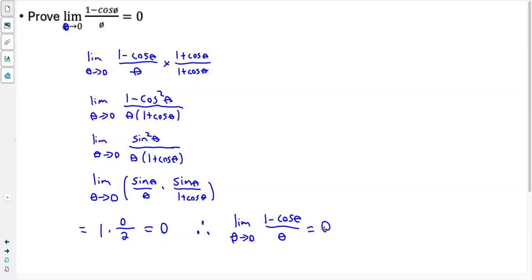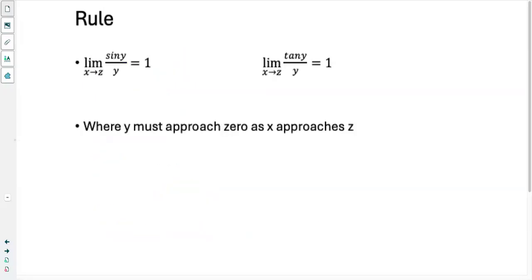Now we're going to utilize some of these to come up with more rules. So we've got our limit as x goes to z of sine y over y equals 1, and our limit as x goes to z of tan y over y equals 1, where y must approach 0 as x approaches z. So in other words, y is some sort of function that as x goes to z becomes equal to 0. So as long as we have the same function inside our, say, sine function and our denominator, or in our tan function and our denominator, and that function is going to 0 as x goes to z, our limits equal 1.